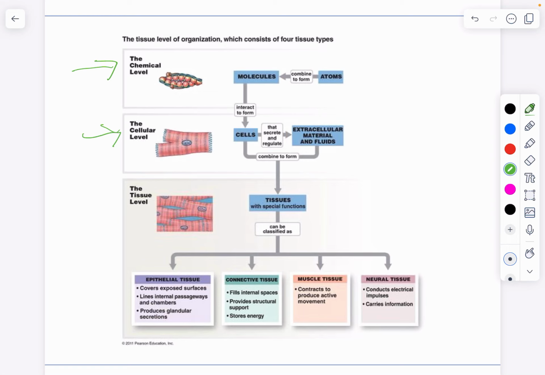As a reminder, there are 4 main tissue types within the body. There is epithelial tissue, connective tissue, muscle tissue, and neural tissue. And today we are going to focus on epithelial tissue. So what is epithelial tissue, and where is it? It covers exposed surfaces, such as our skin. It lines internal passageways and chambers, such as the digestive tract and the respiratory tract. And it also has the ability to produce glandular secretions.